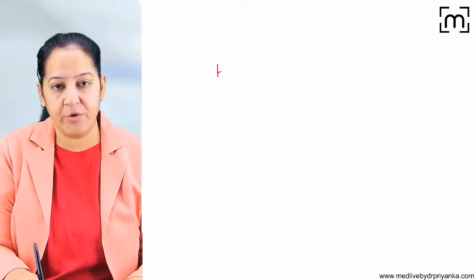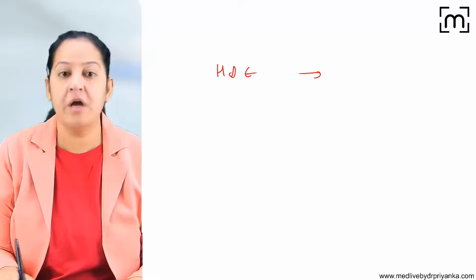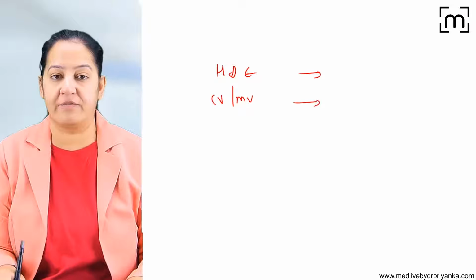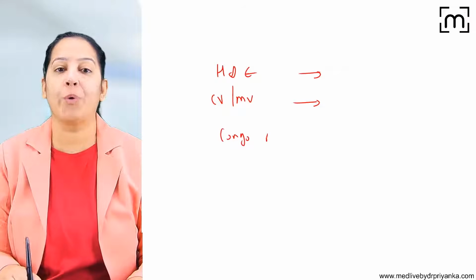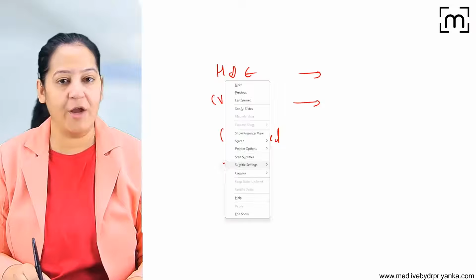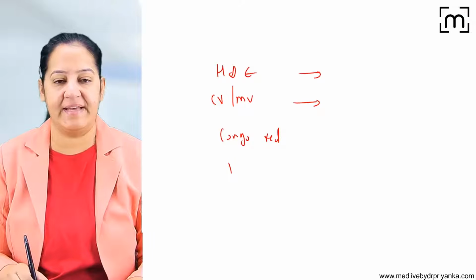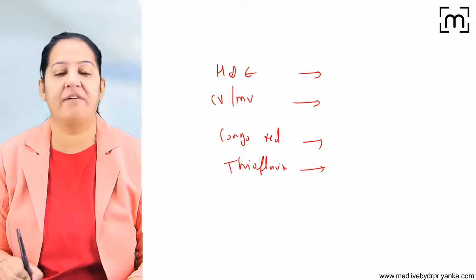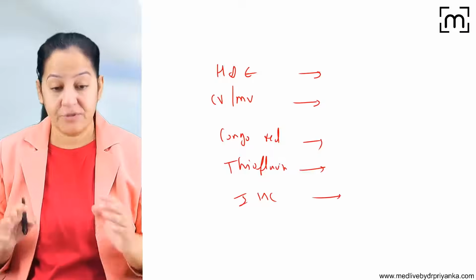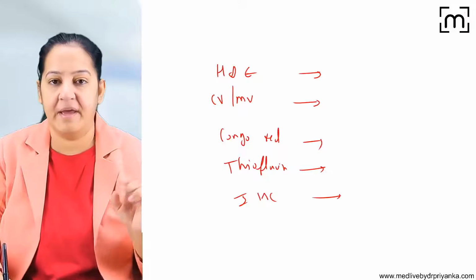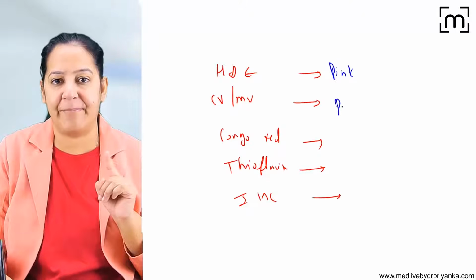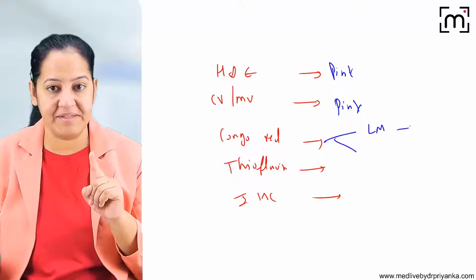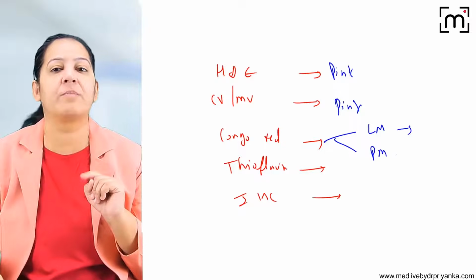So what happens if we are doing H&E? What is the color of the amyloid? What happens if we are using crystal violet or methyl violet? What is the color of the amyloid? What if we are using Congo red? What if we are using thioflavin T and S, that is fluorescent stains? And what if we are using immunohistochemistry? So tell me the color of amyloid in all of them. Here it is pink. Here also it is pink. Here there are two possibilities. If we are using light microscopy, what is the color? If we are using polarized microscopy, what is the color?